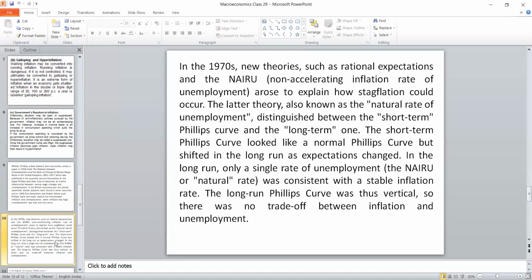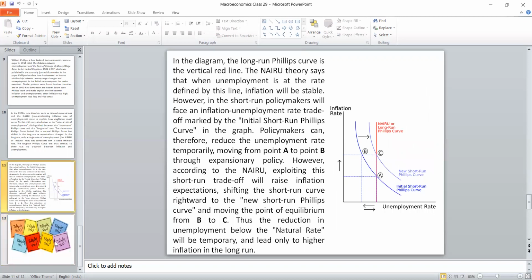Instead of saying non-accelerating inflation, it is better to say natural rate of unemployment, and he explained this with a particular diagram. The first dark blue line and the light blue line are short-run Phillips curves. Suppose in 1950 that is one Phillips curve, and the second Phillips curve is 1970. He said this Phillips curve is applicable for the short run, but when you go for the long run, the curve will be a vertical line parallel to the inflation rate axis. When you calculate the unemployment rate and inflation rate in the long run, there won't be any connection at all.